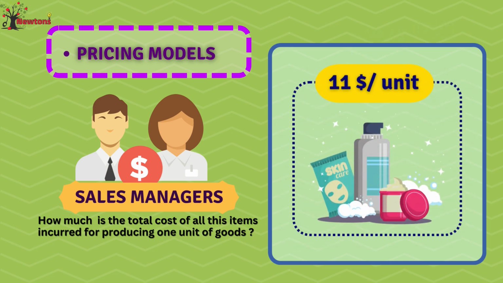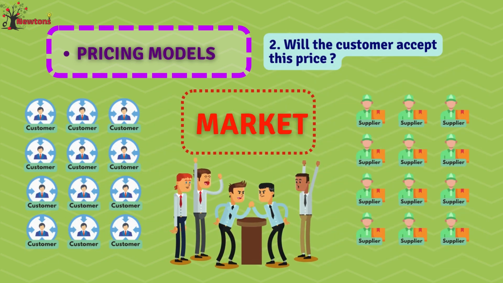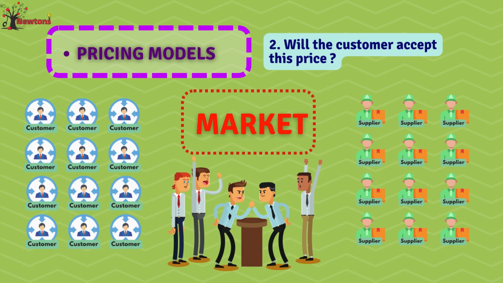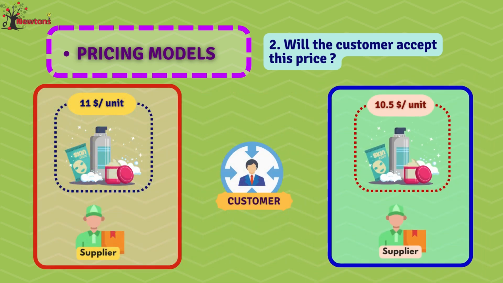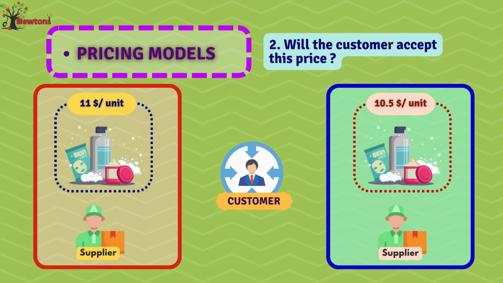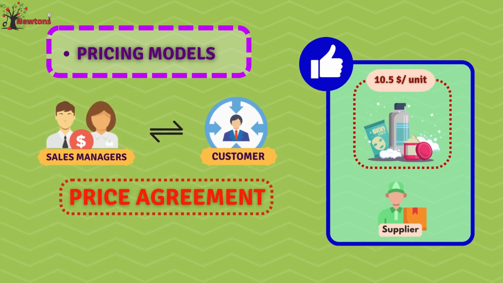Now for the second question, remember our market discussions? There will be many suppliers providing the same product in the same market. So there might be another supplier selling the same product at $10.5 per unit. Basis this, the customer might negotiate for a lower price and finally agree on $10.5 per unit. A win-win situation for both supplier and customer. This is generally how a price agreement happens.